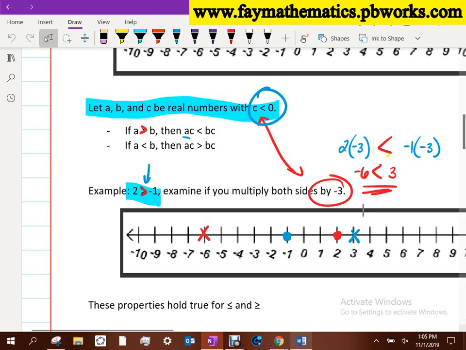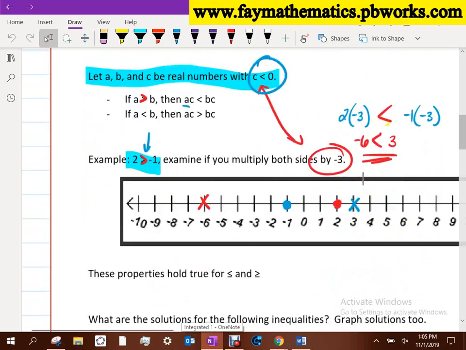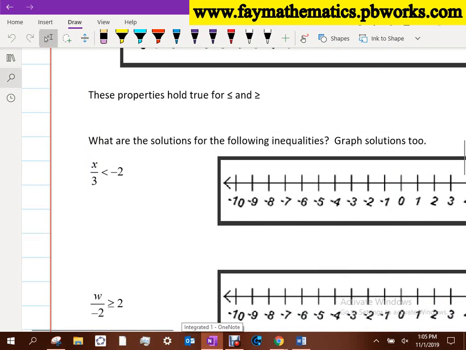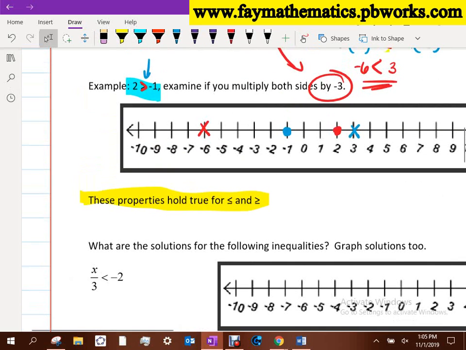So, that being said, we got some examples here. But before we get to these examples, I just want you to understand that whenever we introduce properties with inequalities, usually they just introduce them with a less than and greater than, and then they'll add a phrase that says, everything we just did is also true when equality is involved. Okay? That's what we've got here.